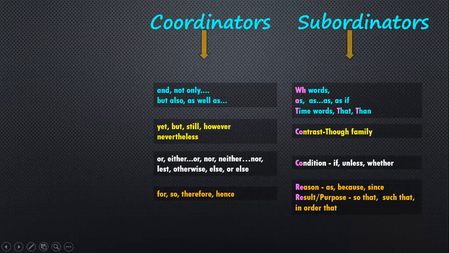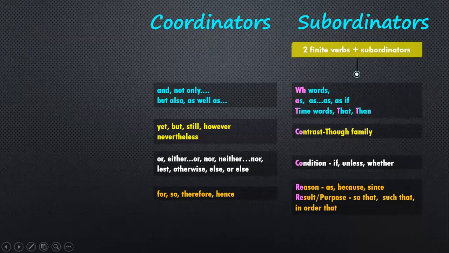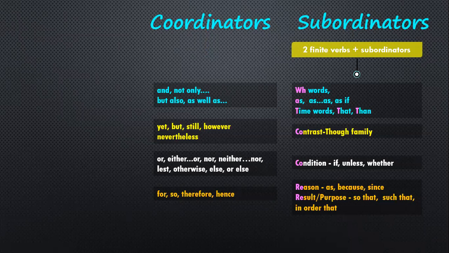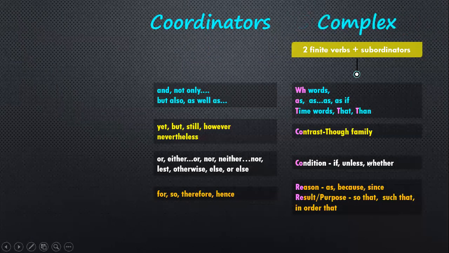So this is how the concept of changing the conjunctions while changing the sentence works, right? But in this case, we are going one step further. And that's why we are going to talk about simple, compound, complex. How does a complex, simple and compound sentence work? So here we go. If we use two finite verbs plus a subordinator, it will make it complex.